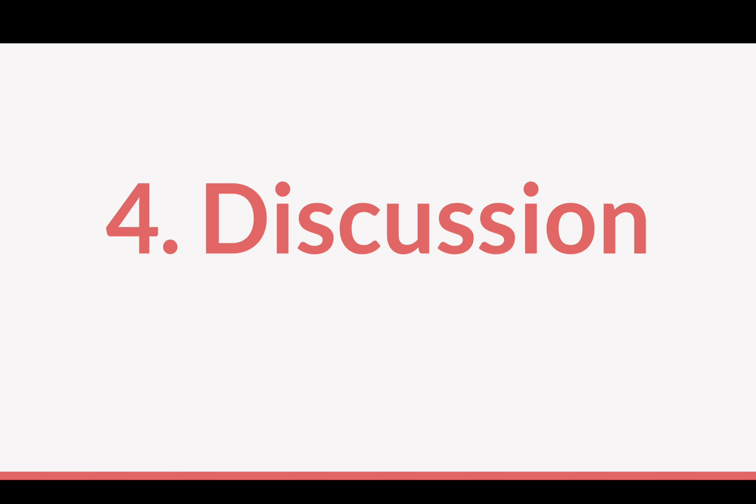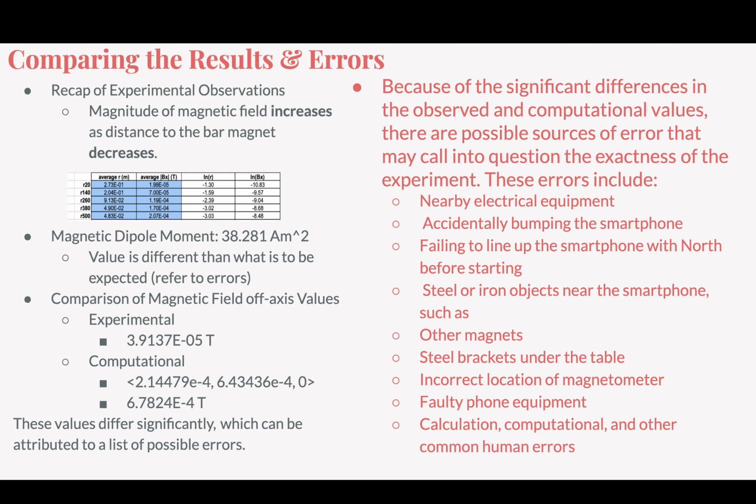So now to digest some of the results and compare, the first thing I want to reiterate is a recap of the experimental observations. The one important thing to note is the magnitude of the magnetic field increases as the distance of the magnetometer to the bar magnet decreases. The next result is the magnetic dipole moment, which was calculated based on the observed values. This value is different to what was to be expected, and this could be due to a number of errors, which I will go into later.